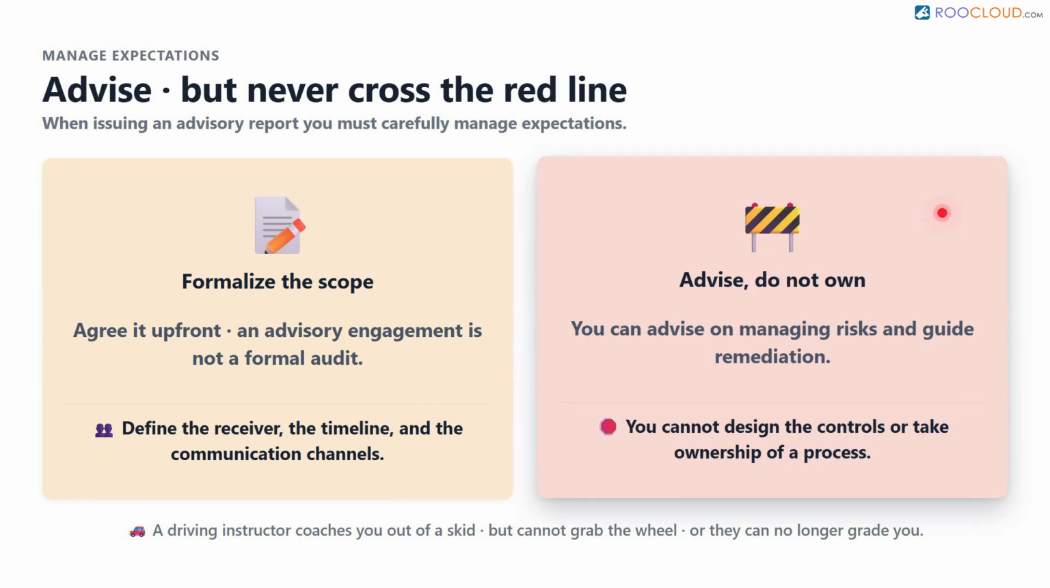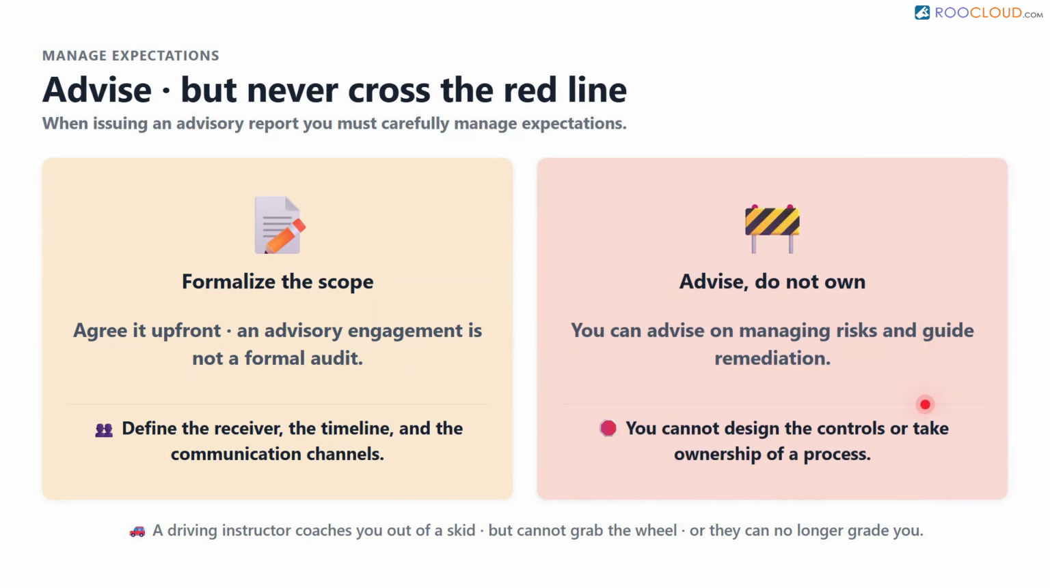Second, we must consider the risk boundary. As an auditor, acting as a consultant, you can provide advice on managing risks. You can even guide the team through the process of fixing problems. However, there is a strict red line you cannot cross. You absolutely cannot design the organization's controls, and you cannot take ownership of a process. To use an analogy, a driving instructor can advise you on how to steer out of a skid to avoid a crash. But the instructor cannot grab the wheel and drive the car for you. If they drive the car, they can no longer objectively grade your driving test later.